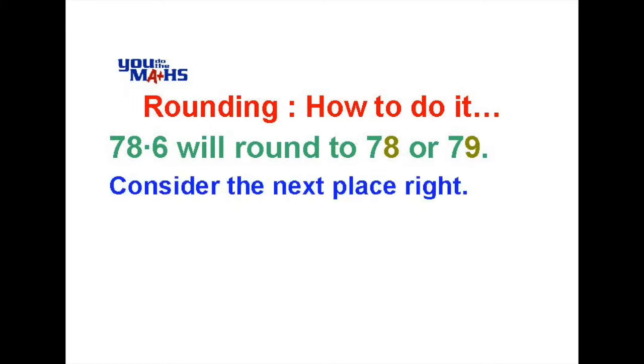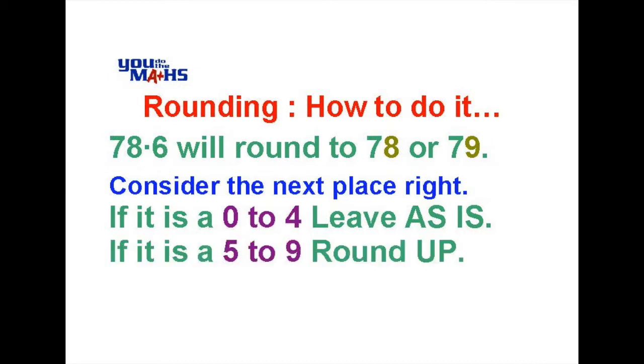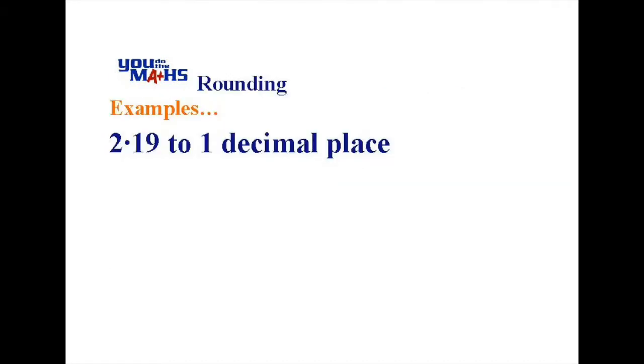To make the decision, we must look at the next place to the right, in this case the 6 in the first decimal place. If it's from 0 to 4 in the lower half, we leave the number as is. If it's in the upper half, 5 to 9, we round the number up. So 78.6 has 6 in the decimal place in the upper half. So that means that we round the number up to 79.